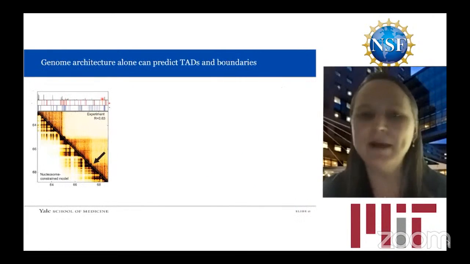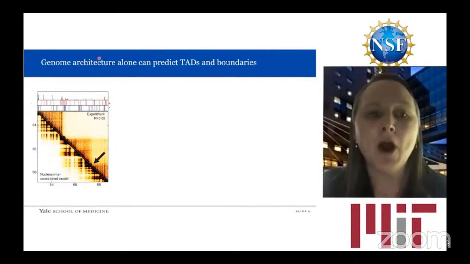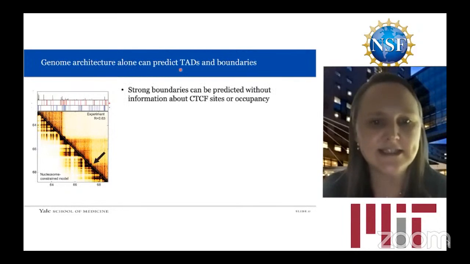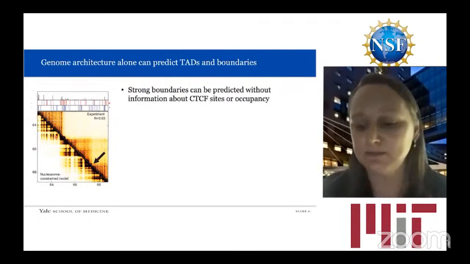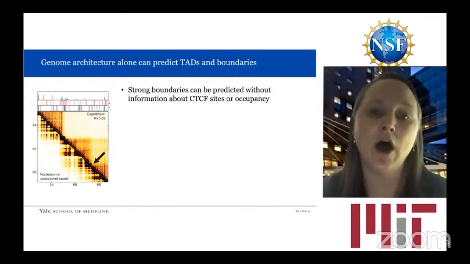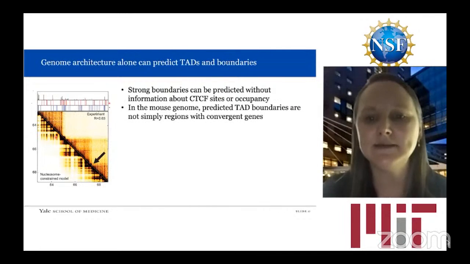Okay, so the take-home message is that genome architecture alone, just the position of genes within the genome, can predict TADs and boundaries. These strong boundaries can be predicted equally well in many cases by this model or by basing a model on where CTCF is accumulated.